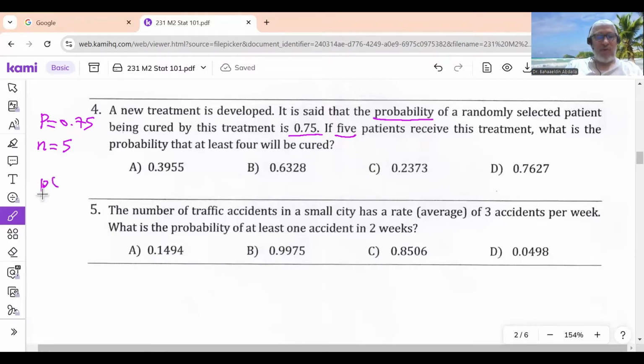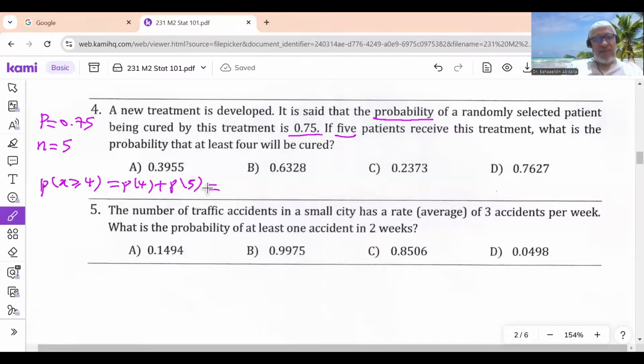At least 4 means X is greater than or equal to 4. At least 4 means 4 or more. So how many patients are there? There are 5 patients. So if the number of patients cured is greater than or equal to 4, it would be either 4 or 5 because the maximum number is 5. So we should use the formula of the binomial distribution to find these 2 probabilities.